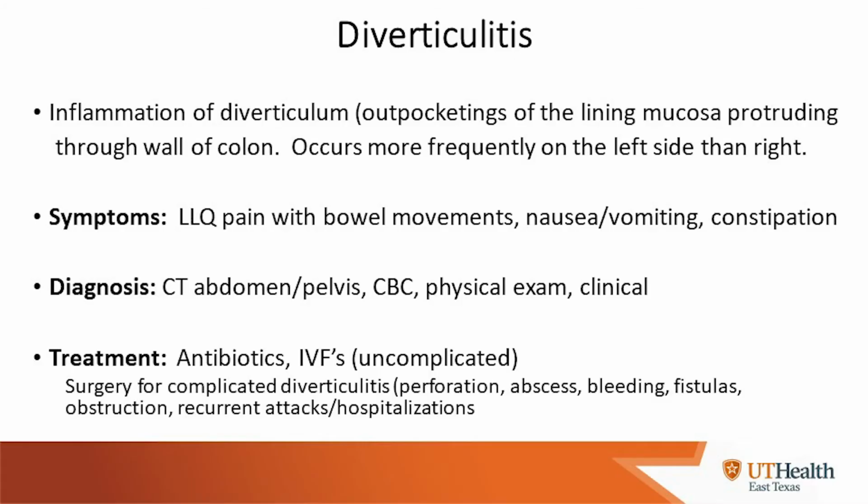And what happens is the mucosa, or the lining of the colon, protrudes or pouts through intrinsic areas of weakness along the wall of the colon, and within that, stool becomes impacted, and that leads to infection, inflammation, and so forth. We most commonly see abdominal pain related to diverticulitis situated in the left lower quadrant, more so than on the right.